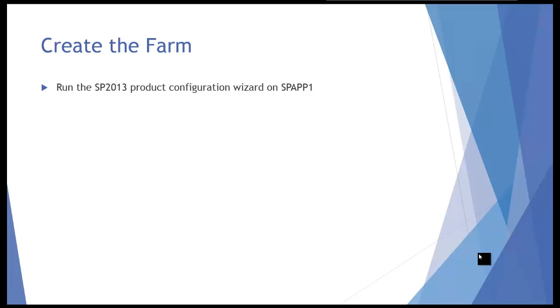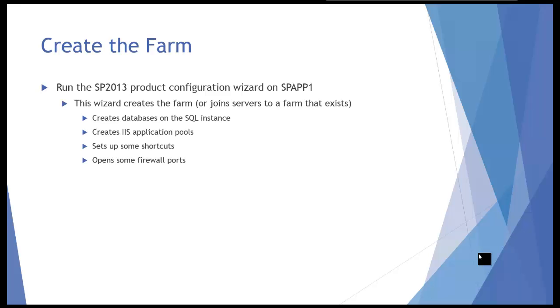First, we're going to run this product configuration wizard on the application server that will run Central Admin. Now, Central Admin actually can be hosted on more than one application server, and that can be a pretty good idea, but we just need to start with one of them so that we can get things moving. This wizard is going to create the farm, which means configuring IIS, configuring SQL databases on the SQL instance, and it will set up some shortcuts.